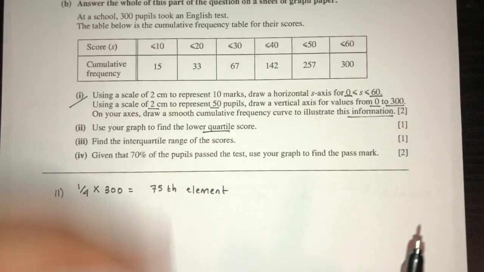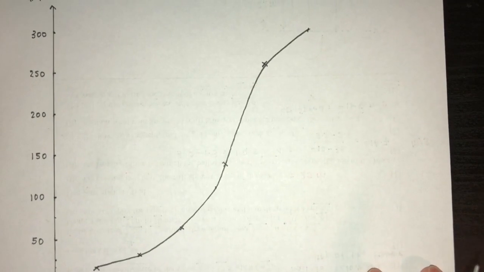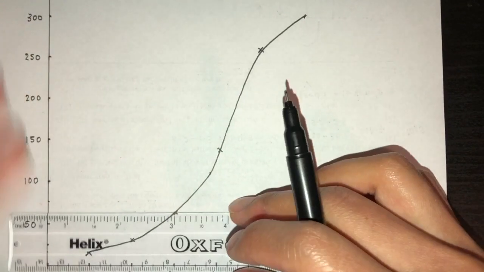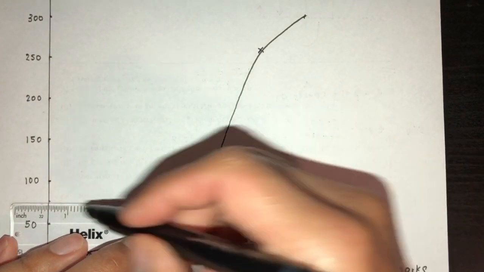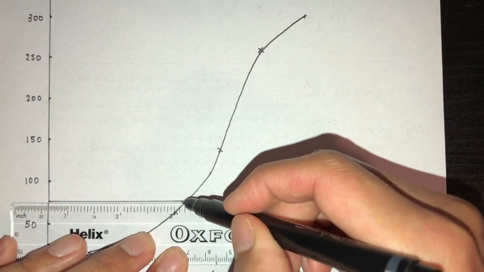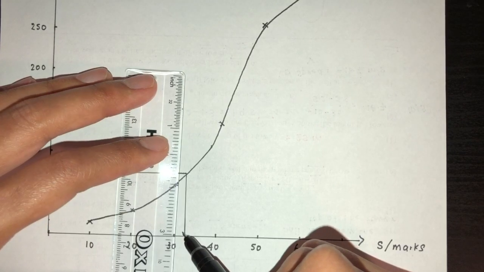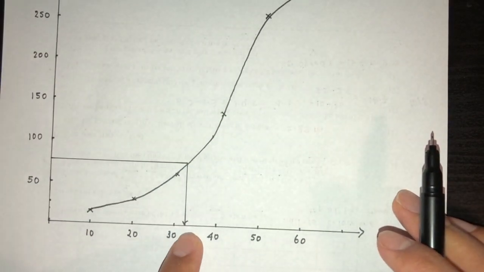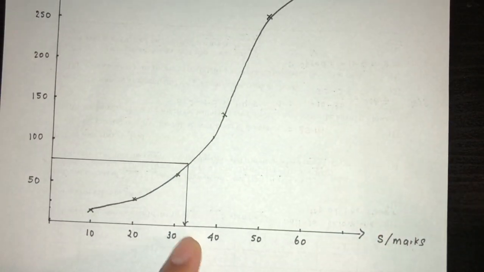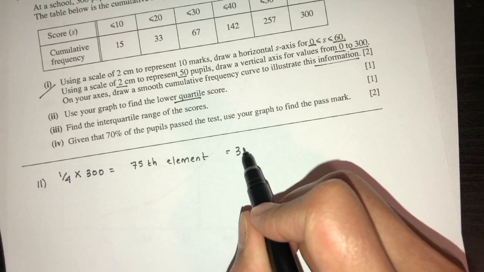So the idea here is you have to draw a line at the 75th element and find the corresponding value of mark on your x-axis. So for me, it shows to be about, I would say 32. That is according to my graph, but your graph will be more accurate. So for me, it is 32.